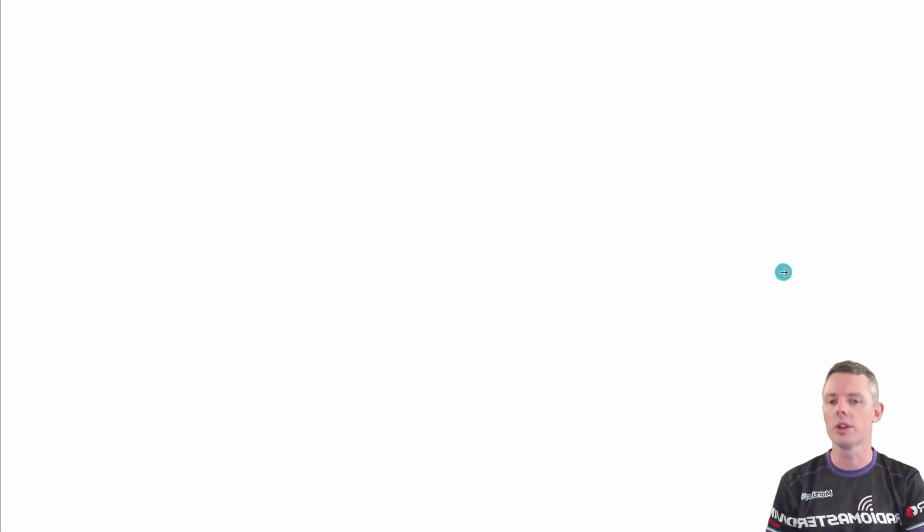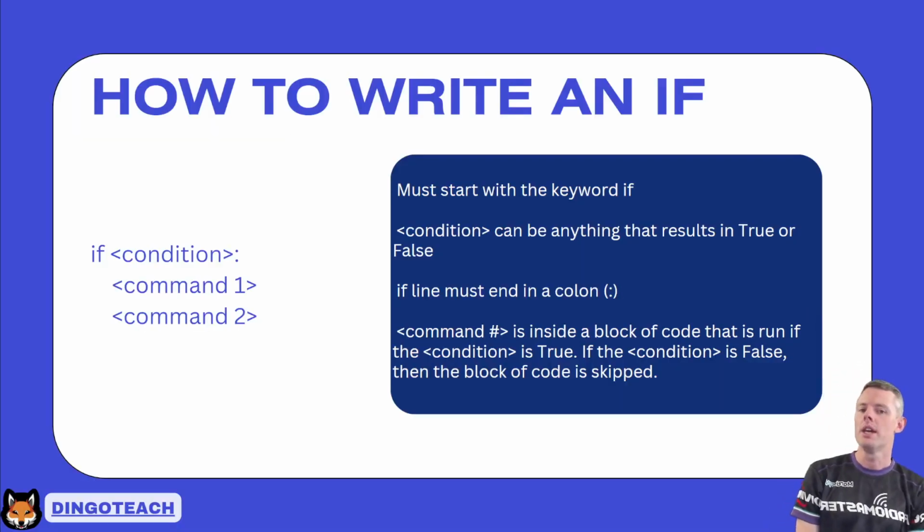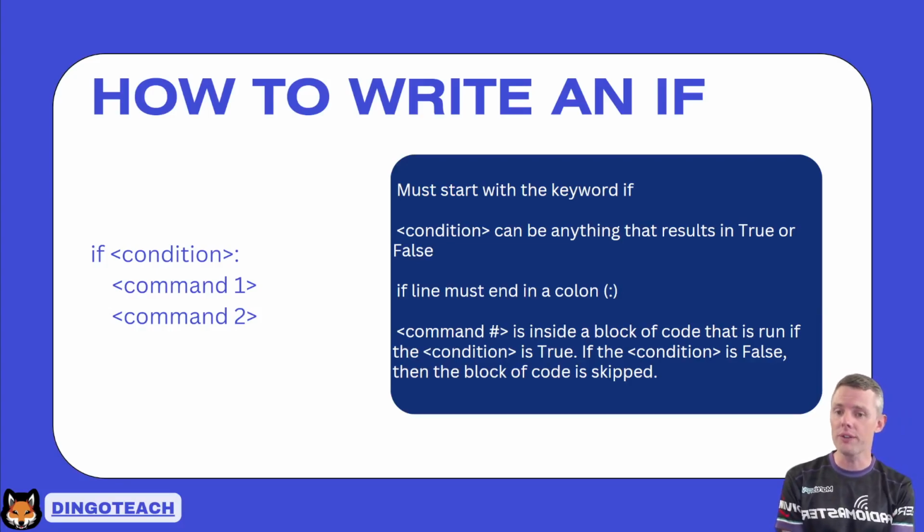All right. Let's quickly have a look at something I want to talk about. There's a blank slide. I don't know why. Now, how do you write an if statement? I did briefly talk about it just then when I did the demo, but I just want to emphasize a couple of things. It must start with the keyword if. If you don't have the if at the beginning, it doesn't know what you're doing.